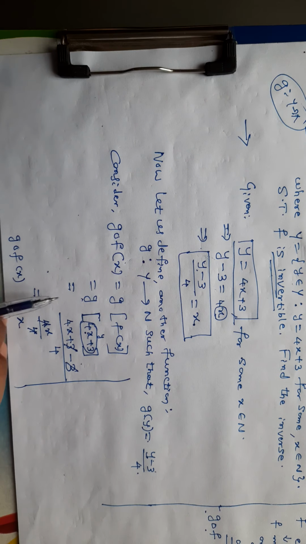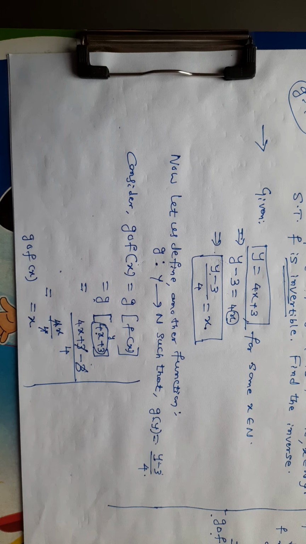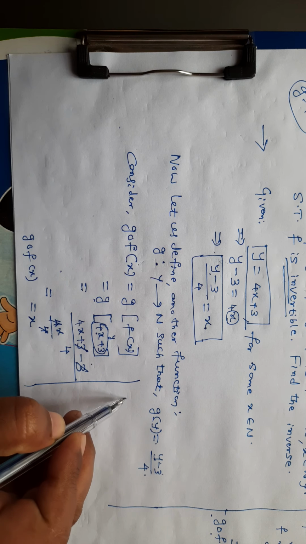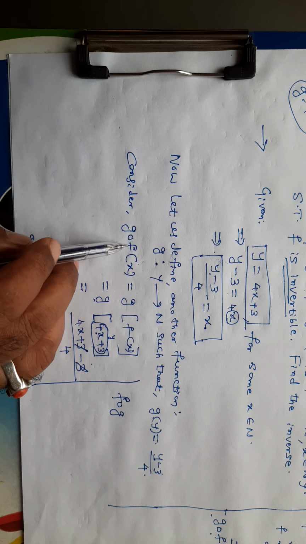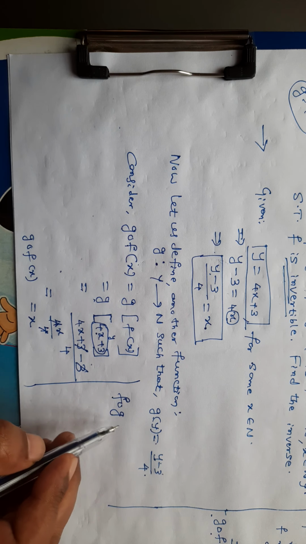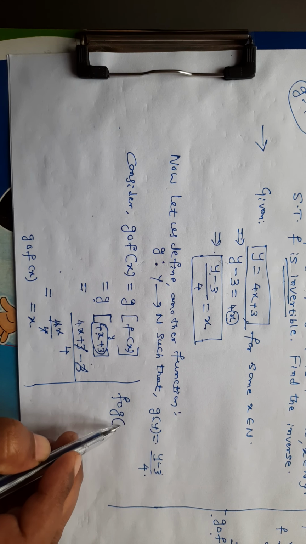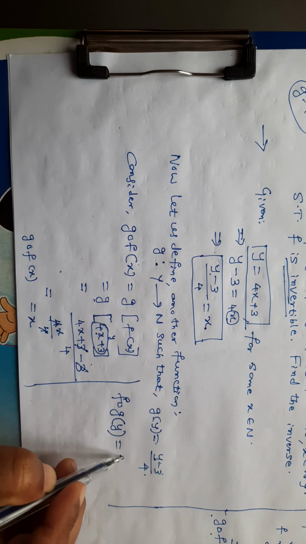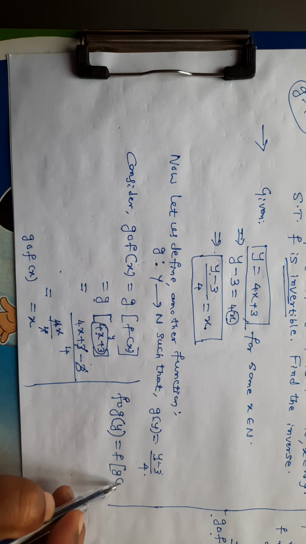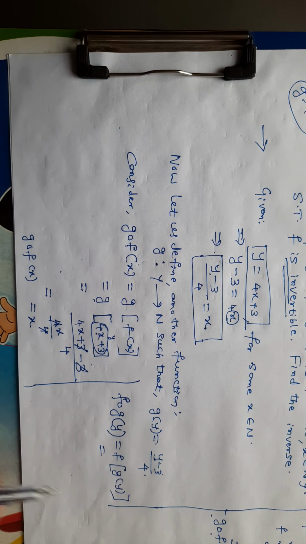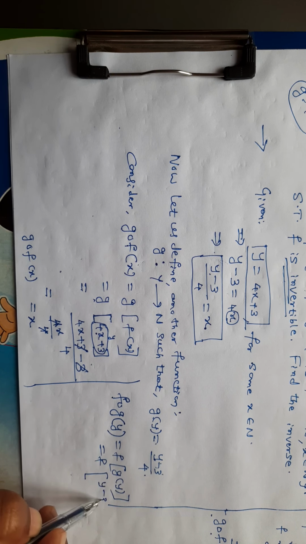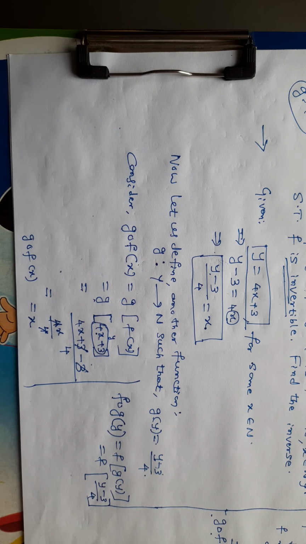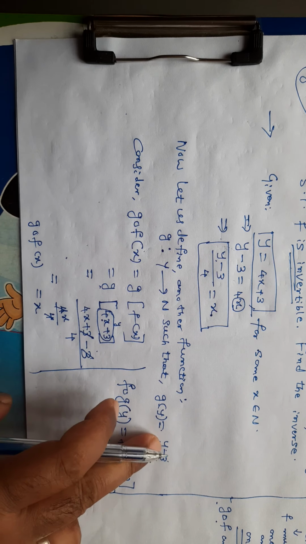G of f of x, composition of f and g is x. So next, what is the other composition here? See, this one is composition of f and g. This is composition of g and f. You observe that g on y here, this is very important. That is f of g of y. See what happens here: g of y means it is y minus 3 divided by 4. So I substituted g of y, it is y minus 3 divided by 4.